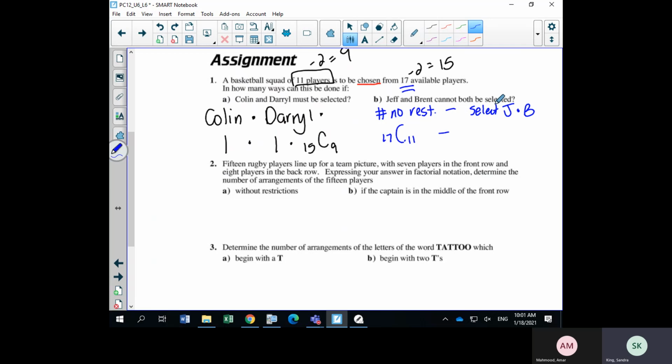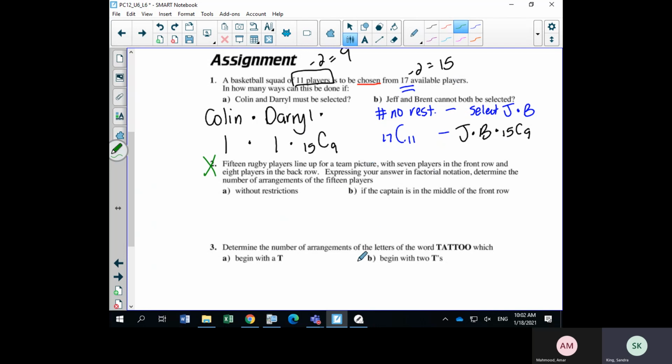So if Jeff is on the team and Brent is on the team, and we need 9 remaining from 15 to choose from, that is how you do this one. You are not doing number 2.